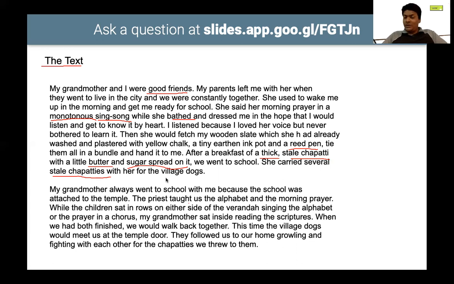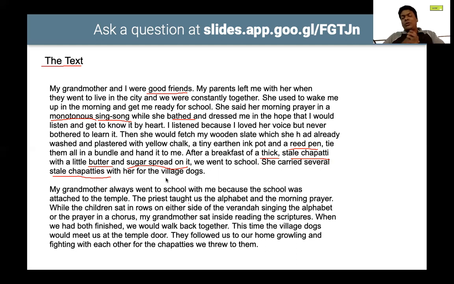Now the priest taught us the alphabet and the morning prayer, while the children sat in rows on either side of the veranda, singing the alphabet or the prayers in a chorus. My grandmother sat inside reading the scriptures. When we had both finished, we would walk back together. This time the village dogs would meet us at the temple door. They followed us home, growling and fighting with each other for the chapatis we threw to them.